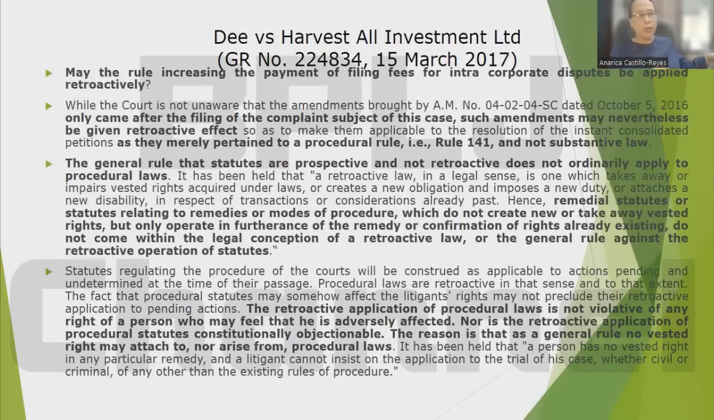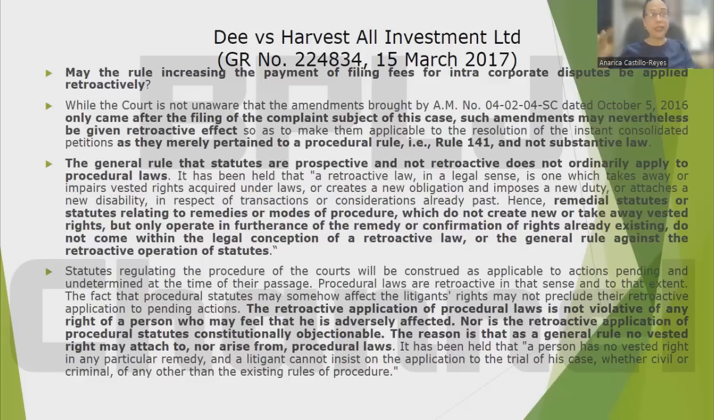Okay. We have the case of Harvest All Investment Limited. Okay. This is an illustration of an exception to the prospective application of the laws. Remember, again, laws are prospective in nature. Their application is from the time of the effectivity onwards. It cannot go back, unless you fall within the exception.